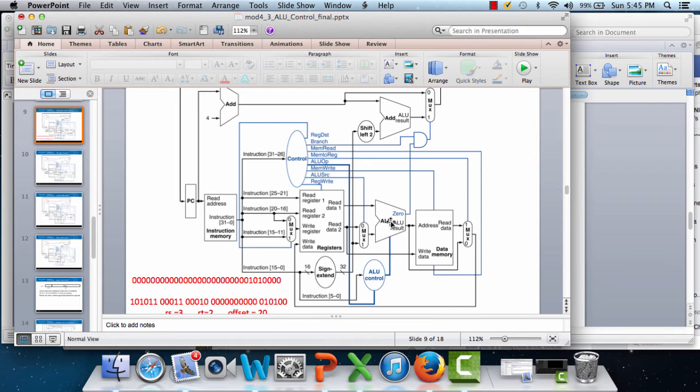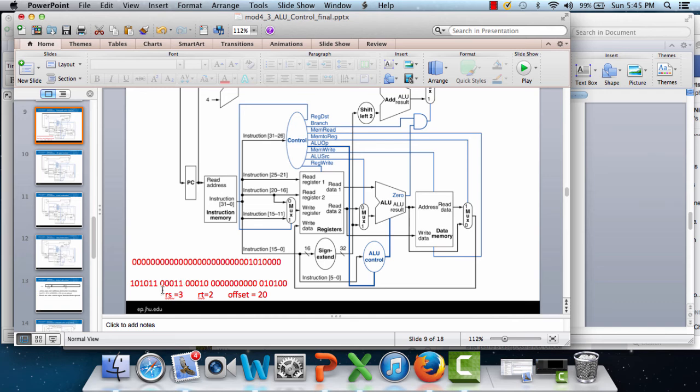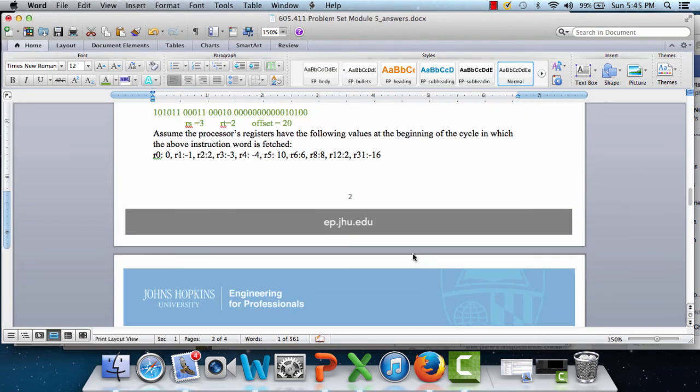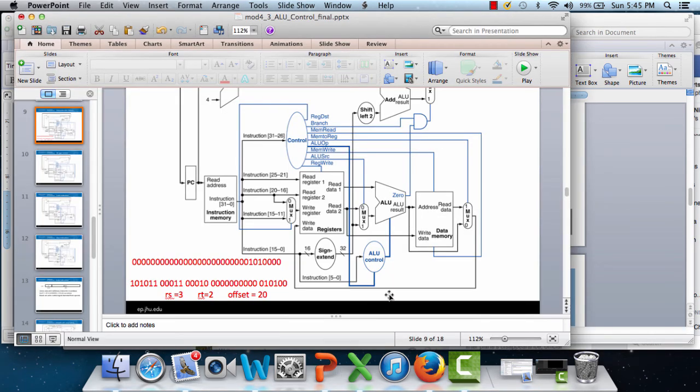For this ALU, we already decided that this is 20, and this is Read Data 1, so that would be the value from RS, register 3, and register 3 we have is -3. So the two values going into that adder are 20 and -3.